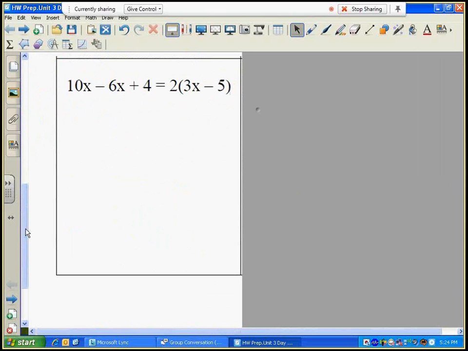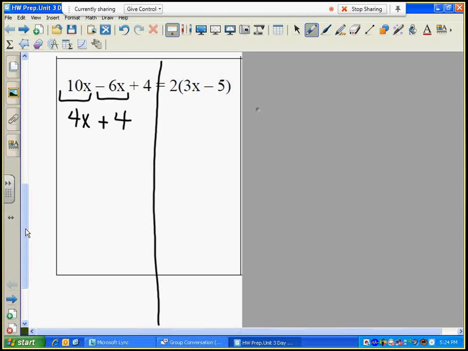Now notice on the left side, we have 10x minus 6x plus 4. There are some like terms there. There's 10x and minus 6x. Those can be combined, so that left side is not simplified. So what I have here is 4x plus 4. Now you can't add a 4 to 4x because the normal 4 doesn't have an x, so that left side is now simplified. Let's take our attention to the right side.